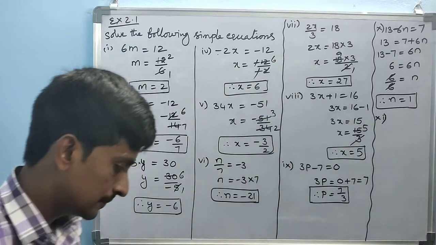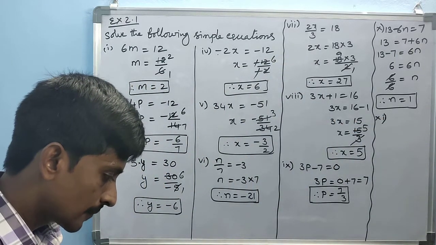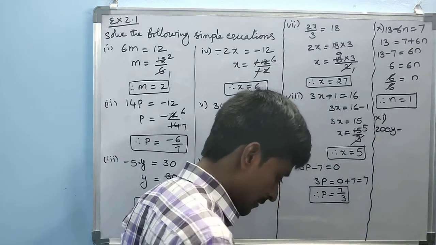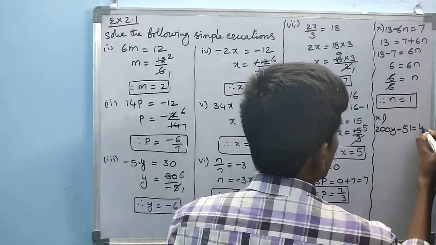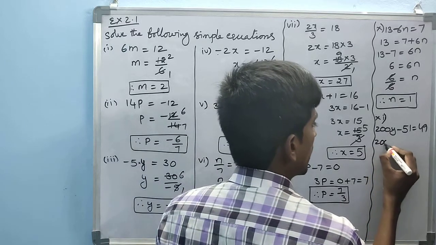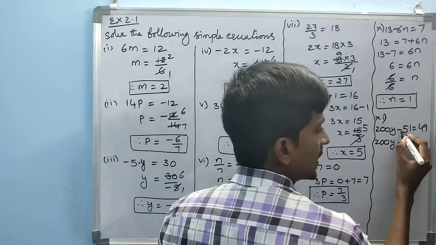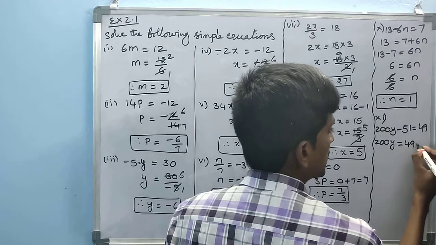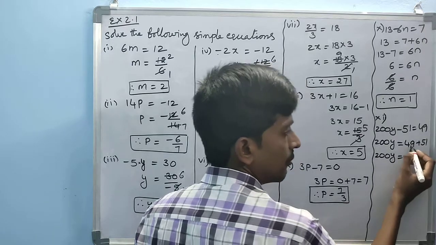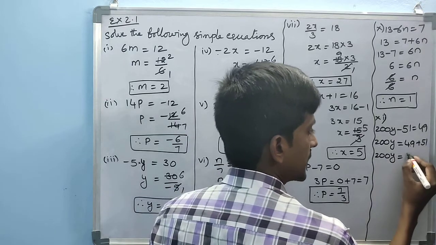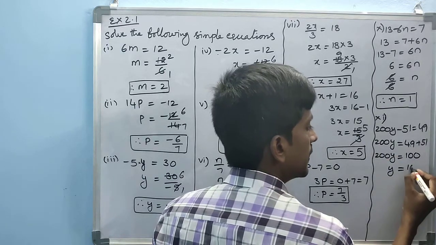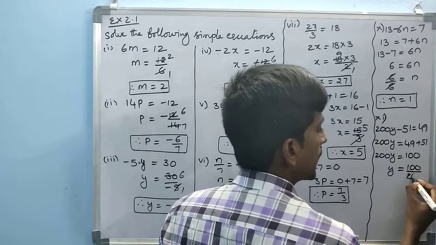11th one, 200y minus 51 equals 49. 200y equals minus 51 transferred to that side becomes plus 51. 200y equals 49 plus 51. How much? 100. y equals 100, and 200 transferred to that side gives 100 by 200.